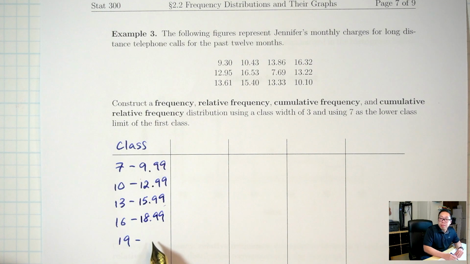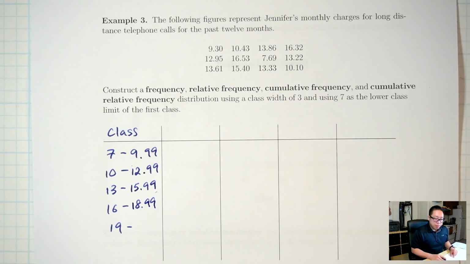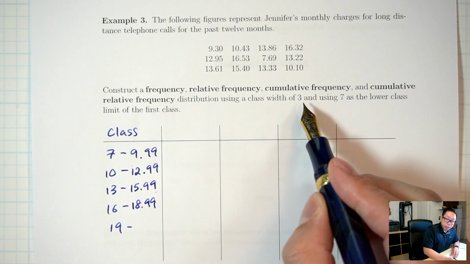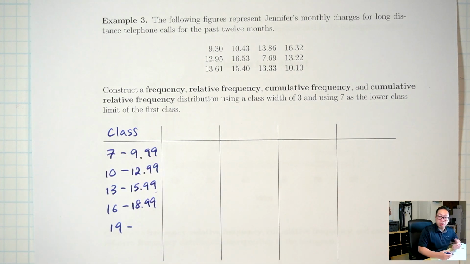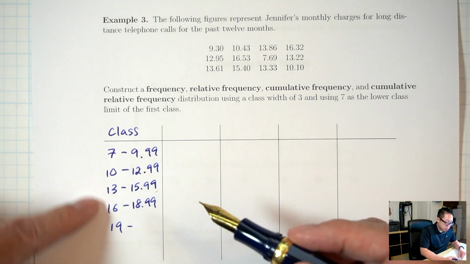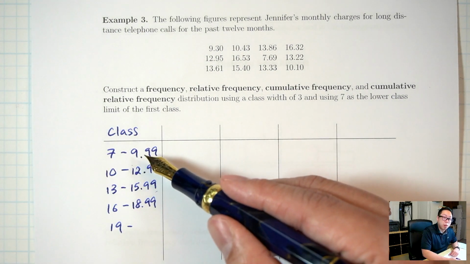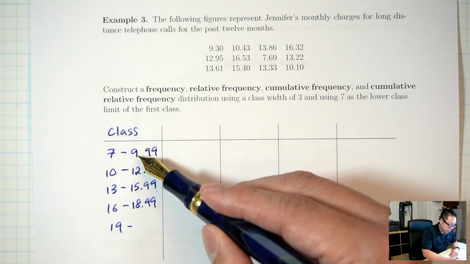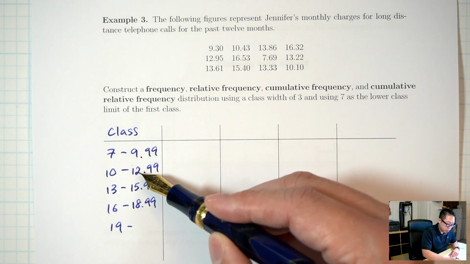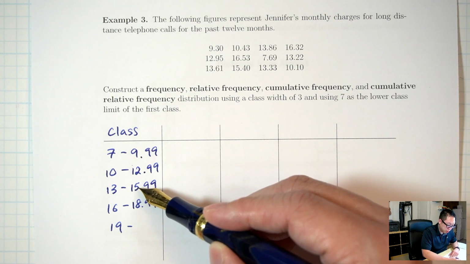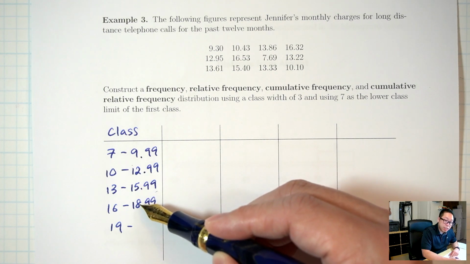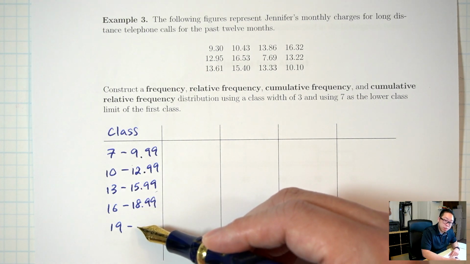And then what about this last one? Remember, a class width of 3 is telling me that all my numbers should go up by 3, right? My lowers go up by 3. My uppers are also going up by 3, right? 9 plus 3 is 12. 12 plus 3 is 15. 15 plus 3 is 18. 18 plus 3 is 21.